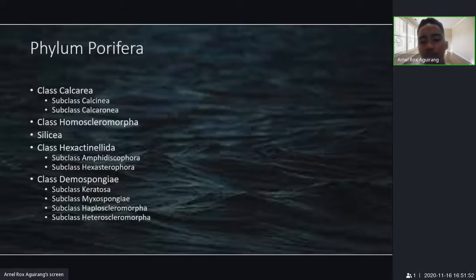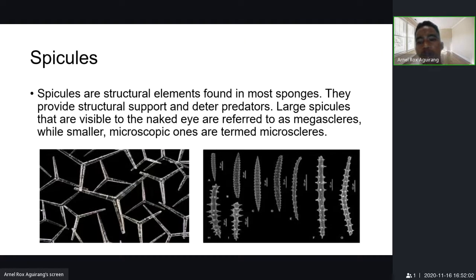So, it is recommended that you read the book given by ma'am. One way to classify sponges is by their spicules. So what is a spicule? Spicules are structural elements found in most sponges. They provide structural support and deter predators. Large spicules that are visible to the naked eye are referred to as megascleres, while smaller microscopic ones are termed microscleres.